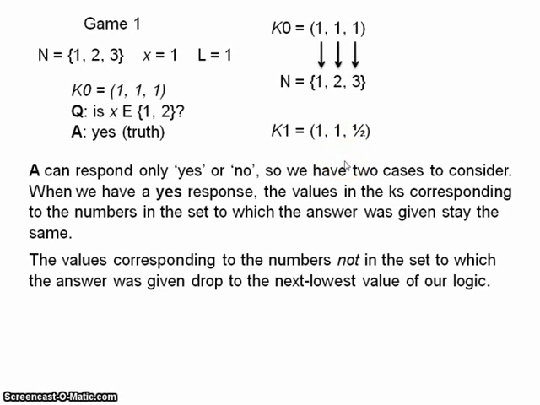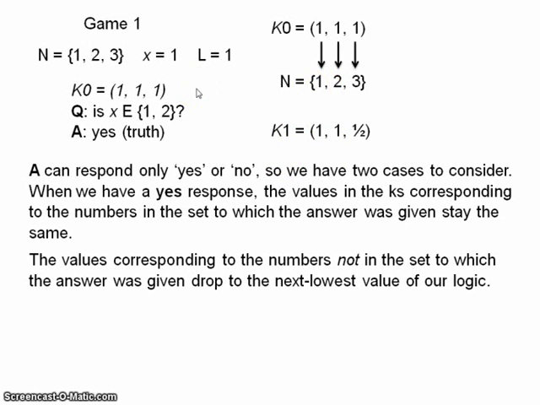And it should be obvious how this corresponds to the search space and to the question that we've asked. We asked, is x either 1 or 2? And the answer has been yes. So we drop the value of 3 because we've been told that it's either 1 or 2. So you can see how that corresponds to the new knowledge state.